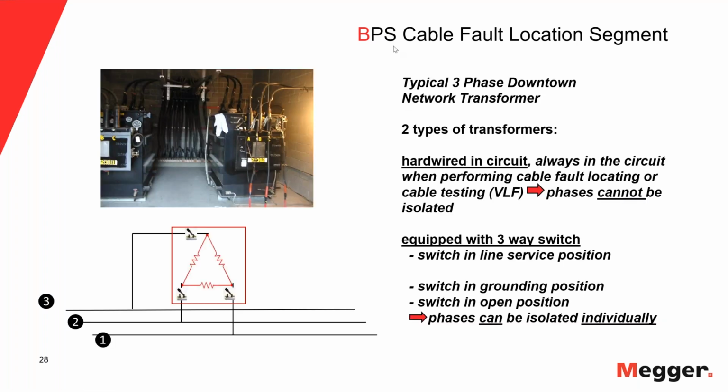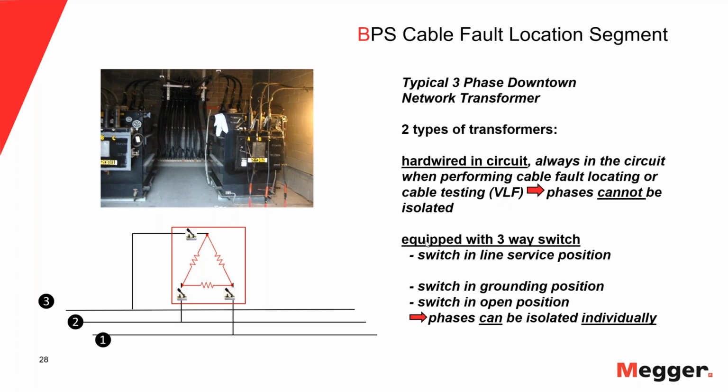And you see here, this is a board, underground board. You see the network transformers in them. And like I said, we have two types hardwired in the circuit. So it's always in the circuit when we're performing fault locating or also cable testing. And that means the phases cannot be isolated from each other.